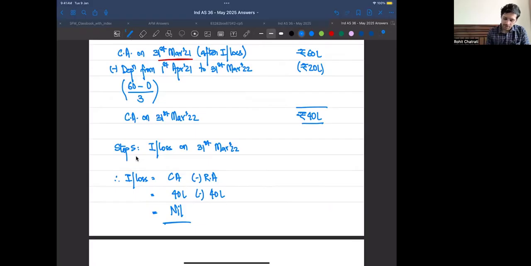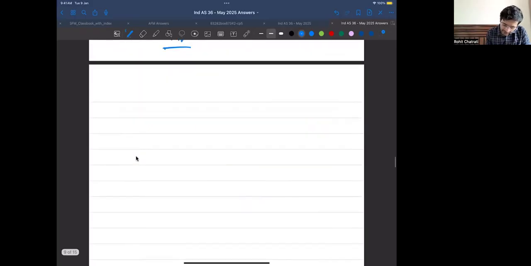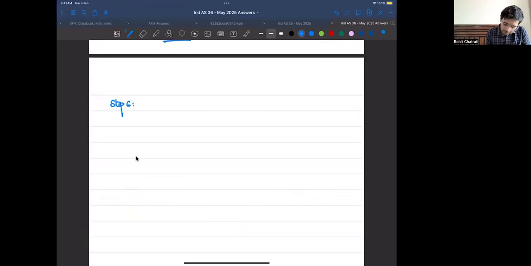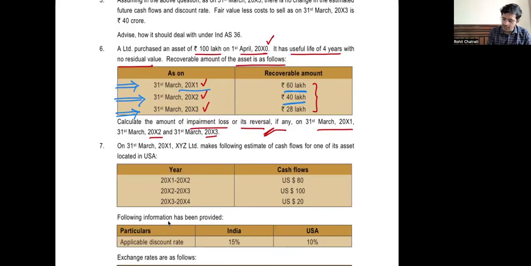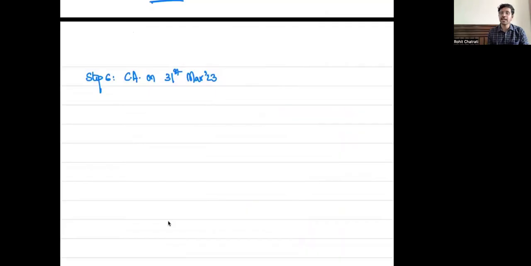Let's now move on to step number 6, which will be calculation of carrying amount on 31st of March 2023. We are now calculating carrying amount on 31st of March 23. Remember, the third year was 31st of March 23. So we are now going to calculate the carrying amount on 31st of March 23 and compare the carrying amount with the recoverable amount to see if there is any impairment loss.